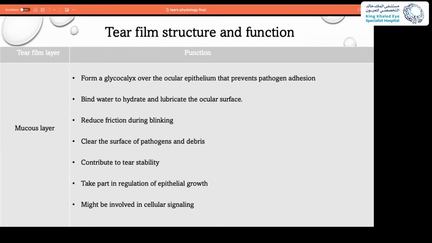Regarding the mucin or mucus layer, it forms the glycocalyx over the ocular epithelium that prevents pathogen adhesion. It binds water, which is the aqueous middle layer, to hydrate and lubricate the ocular surface. It reduces the friction during blinking, clears the surface of pathogens and debris, contributes to tear stability, and takes part in regulation of epithelial growth and epithelial healing. It might be involved in cellular signaling.